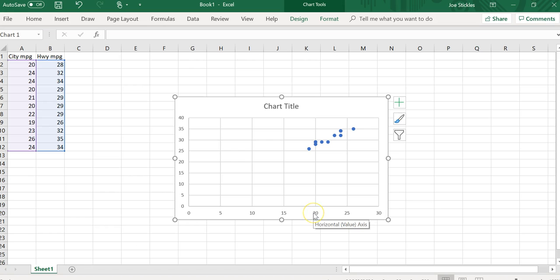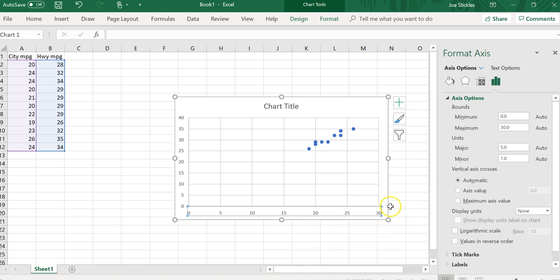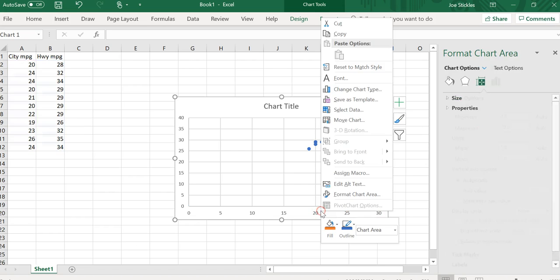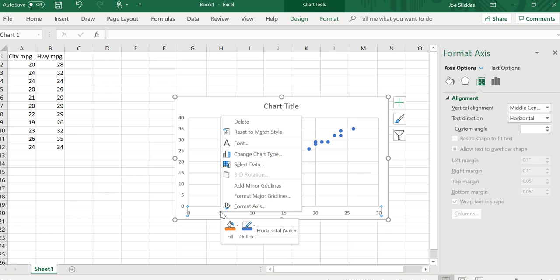You could always reformat your axis here. But it started at 0. If we wanted to start at a different spot so you could see these points a little bit more spread out, all I did was right-click on the axis. So we'll go back and do that again. I just went to the axis. There we go. Right-clicked on the axis.